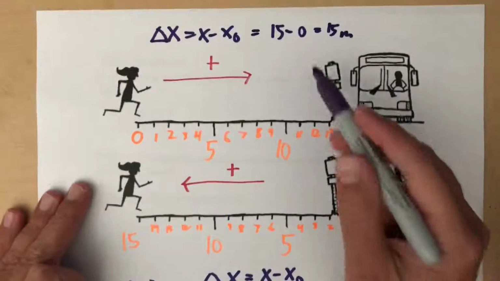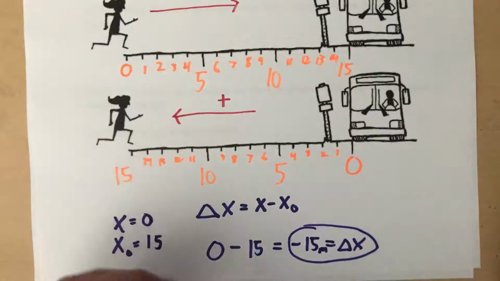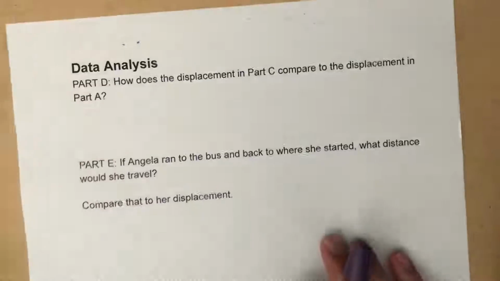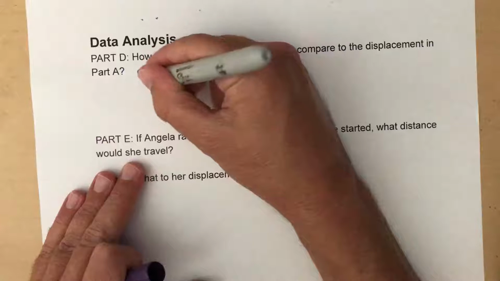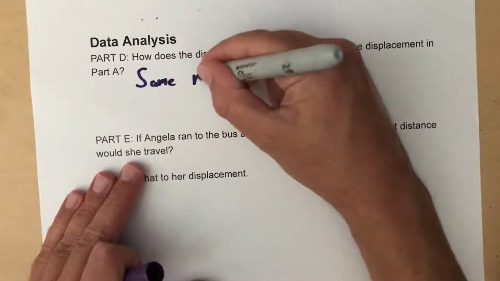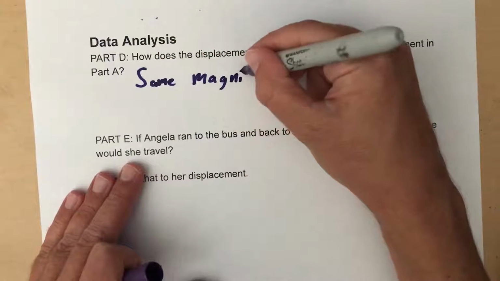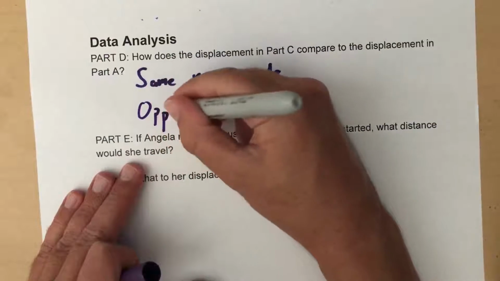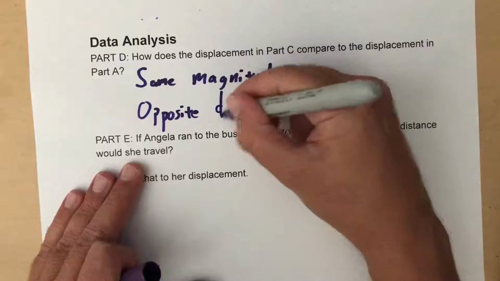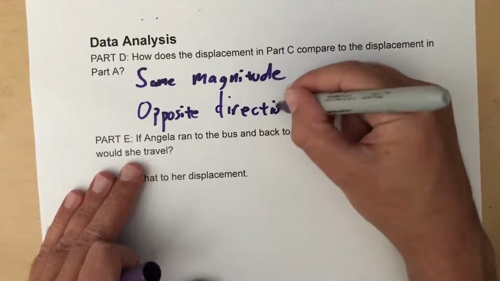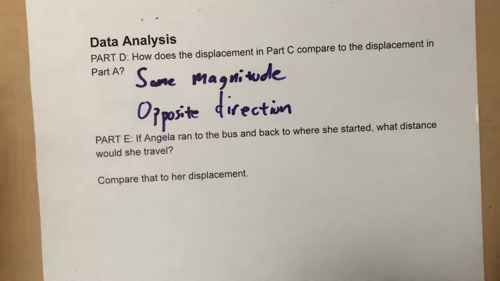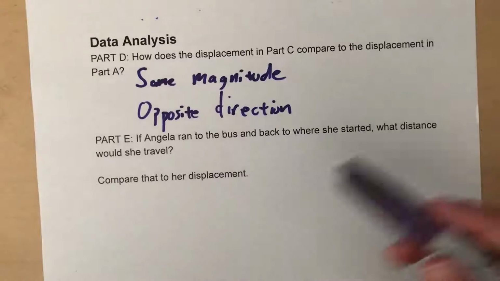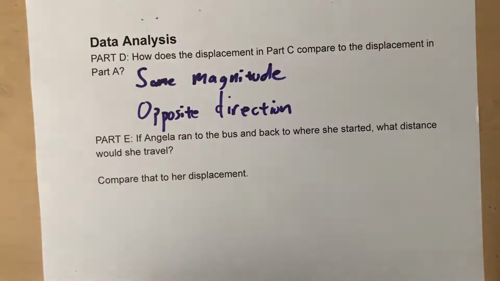So the difference here is positive 15, negative 15. It's the same, we say it like this. We say it's the same magnitude, meaning the same amount, 15 meters, but opposite direction. And in some sense, you could argue she ran in the same direction, like us looking at it, she ran to the right. But in one case, we defined to the right as positive, and in one case, we defined it as negative. So that would change the sign of it there.